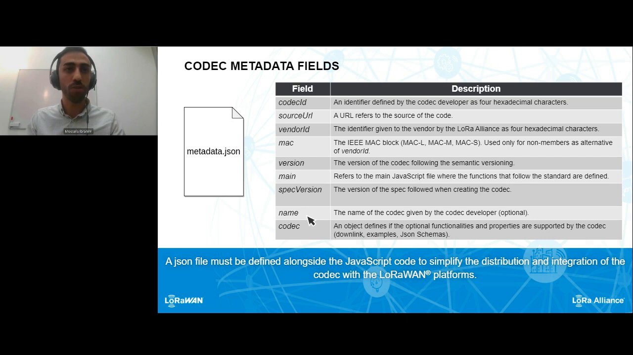It is any commercial name for the codec, used just as a commercial name. Codec here is an object. It is just a JavaScript object, and it is optional, not mandatory, but it describes which optional functionalities are already supported by this codec. Because as we said, downlink is not supported by all devices or by all codecs. So here it is a Boolean: downlink true, I support downlink in this codec.